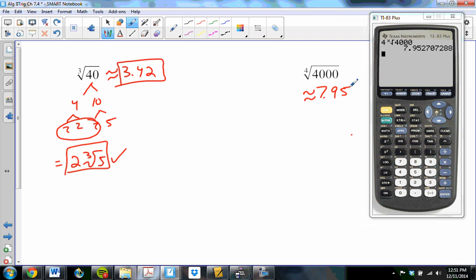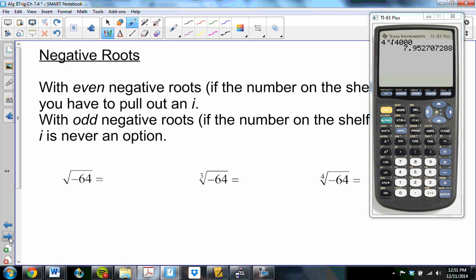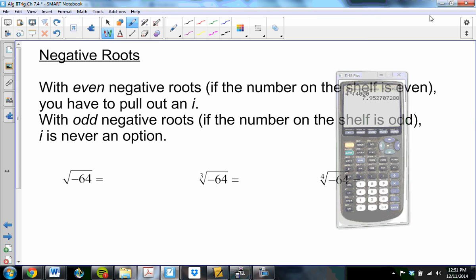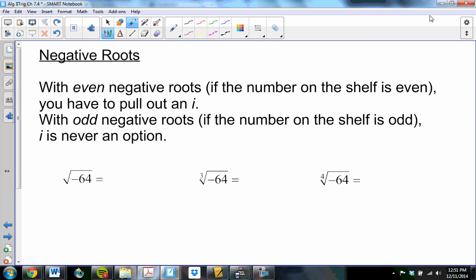Okay, let's talk about negative roots now. With even roots, like a square root, a fourth root, and a sixth root, if the number on the little shelf is even, like here it's a 2, you have to pull out an i. So the square root of negative 64 is 8i.